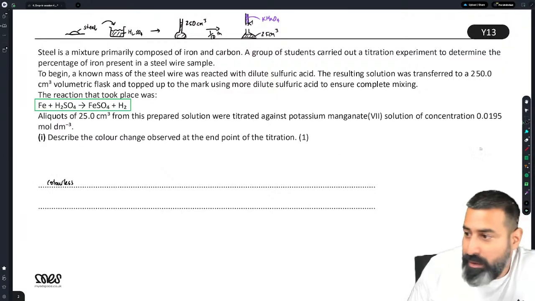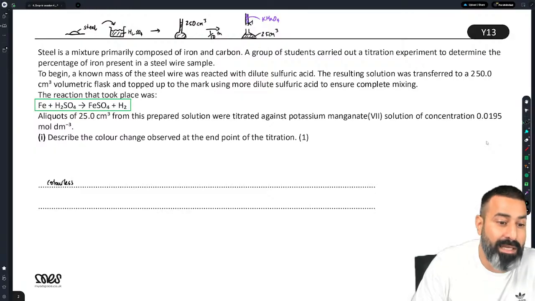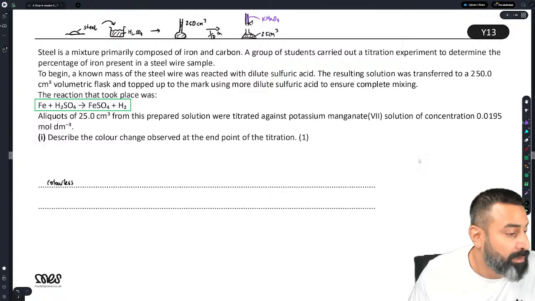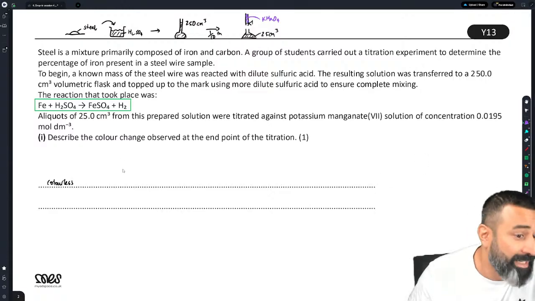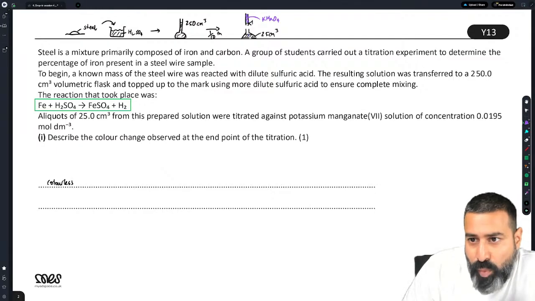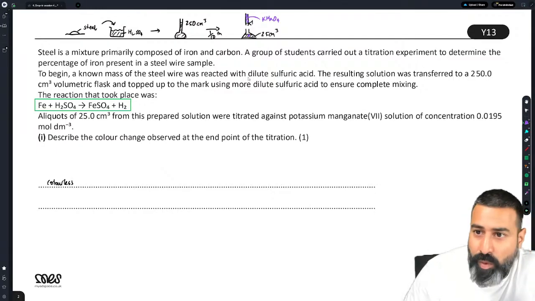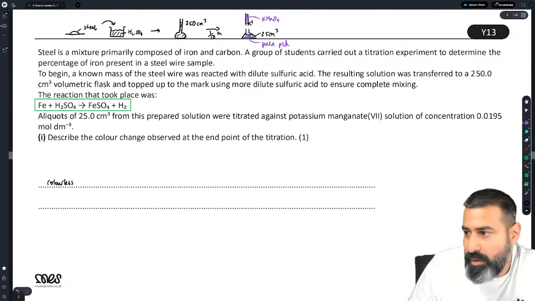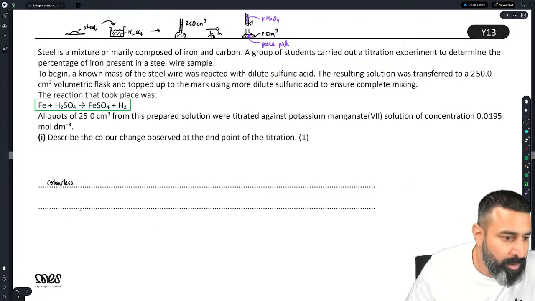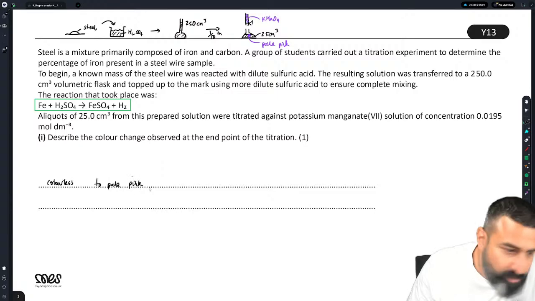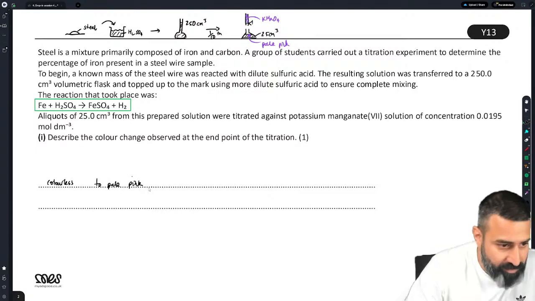So it's starting off colorless, right? But at the end point, we can't say clear. We have to say colorless, okay? If you say clear, you won't get the mark. That's not a color. Because you can have a colored thing and it can also be clear, which is referring to transparency. So when you have one excess drop of the KMnO4, well, then it's going to be pale pink at the end. So it goes from colorless to pale pink. Okay, light pink, you'll definitely get the marks for light pink.